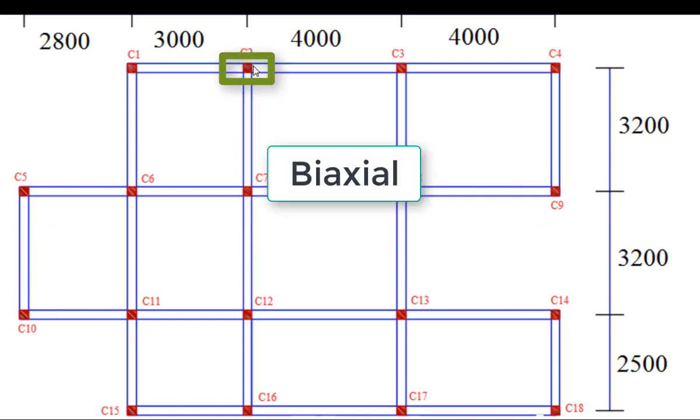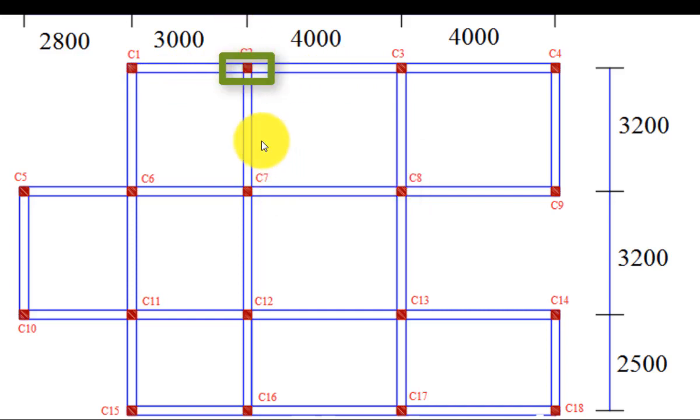C2 is a biaxial column because it is not at the center of the x-axis nor the y-axis. If you look at the x-axis, the total length is 7,000, 3,000 to the left, 4,000 to the right. So the center should be 3,500, but it is 3,000 from the left. So it is uniaxial in the x direction. What about the y direction? There's only one beam, and as we've known from point 4, that means it is uniaxial in the y-axis as well. So uniaxial in the x, uniaxial in the y, that makes C2 a biaxial column.